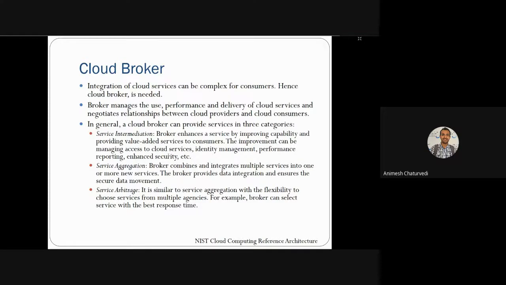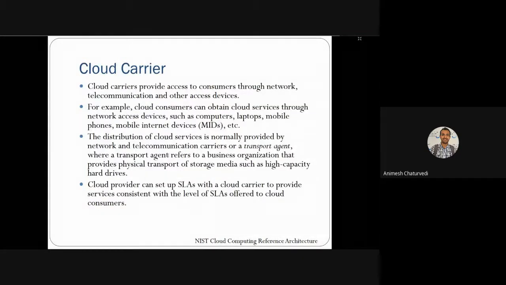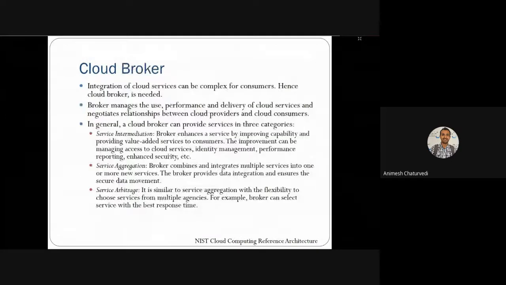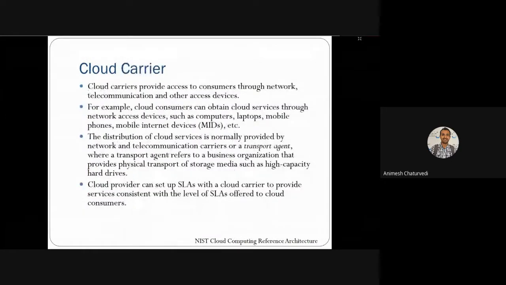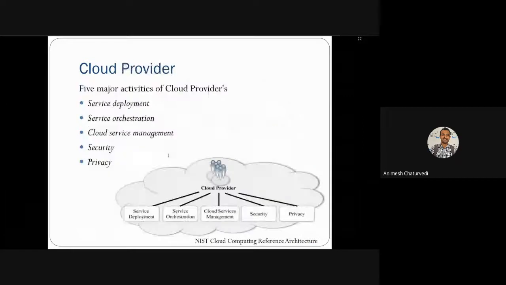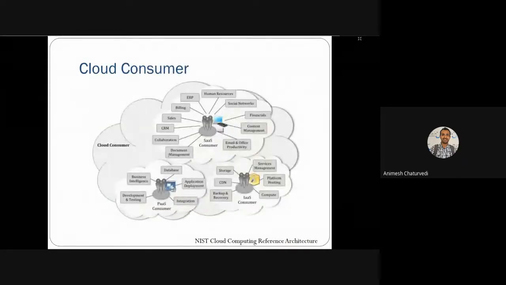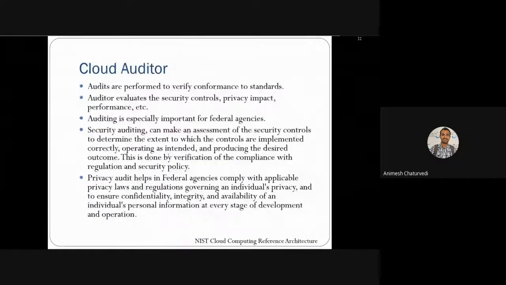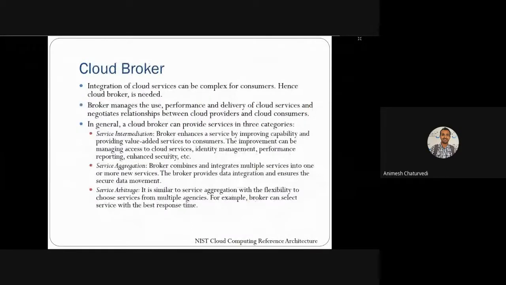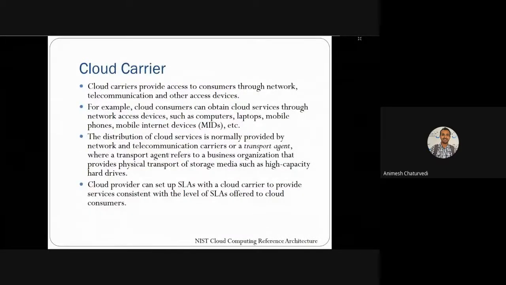So we'll see the fourth type of cloud actor, which is cloud carrier. This is the fifth type of cloud actor. We had seen cloud provider, cloud consumer, cloud auditor, then cloud broker, and the fifth one is cloud carrier. So what does the cloud carrier do? Cloud carrier basically provides network, telecommunication, or other access devices. So we use all these.